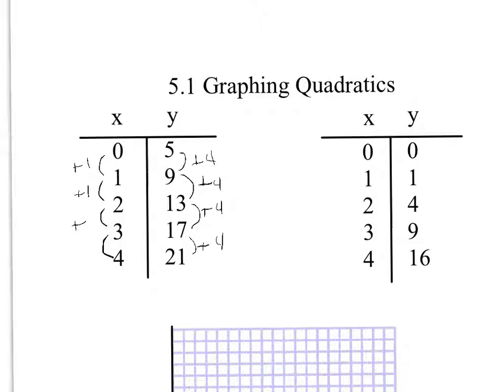And so this is actually a linear function, and I can tell that because I'm adding 4 and I'm adding 1, and it's all the same number over and over again. In fact, that's going to be my slope, 4 over 1.